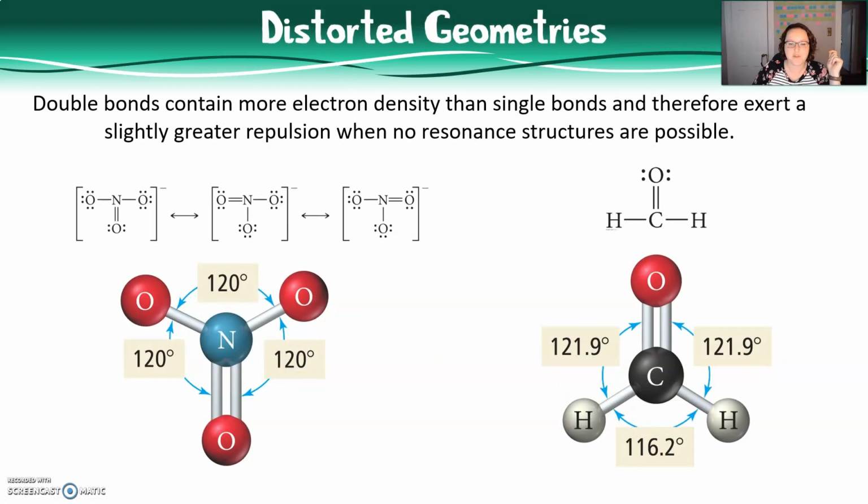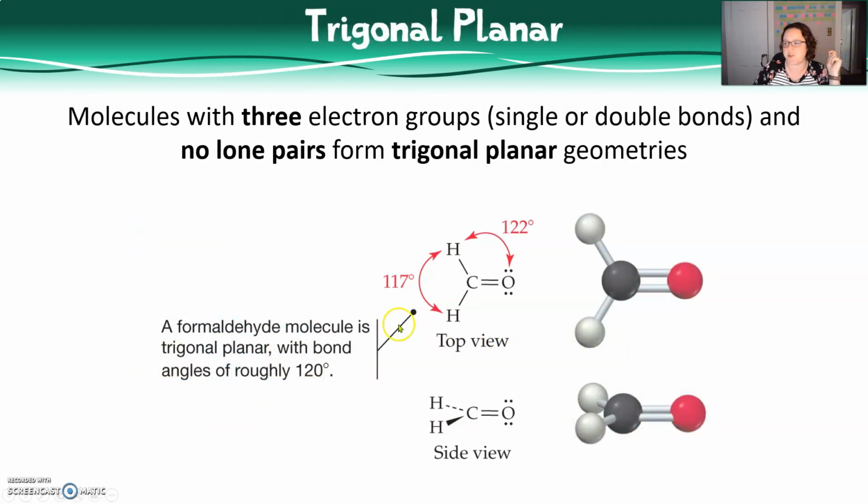However, be careful about structures that exhibit resonance. Since the double bond in the nitrate ion is delocalized across all 3 bonds, then these bonds will repel each other equally, so the bond angles will be all the same despite the fact that this resonance structure for nitrate contains a double bond. Also note that the trigonal planar geometry is, well, planar or very flat. This side view of formaldehyde below shows this.